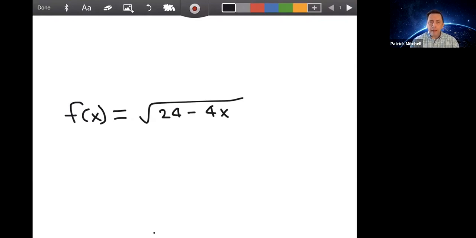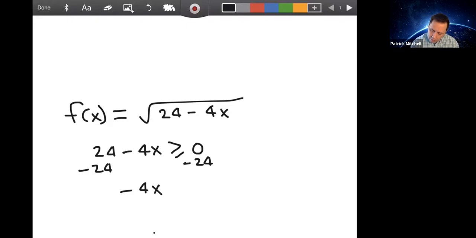So when I'm finding my domain for this function, the domain is going to consist of all real numbers such that 24 minus 4x is greater than or equal to 0. And now I'll solve that inequality. There's a couple different ways you can do it. I think I'll do it like this. Subtract 24 on both sides. That gives you negative 4x is greater than or equal to negative 24.